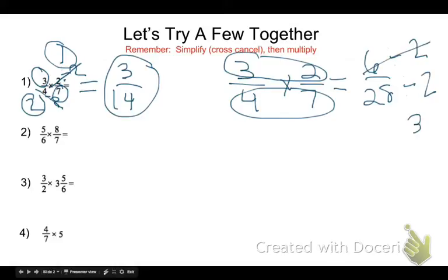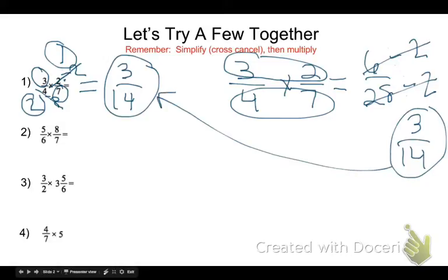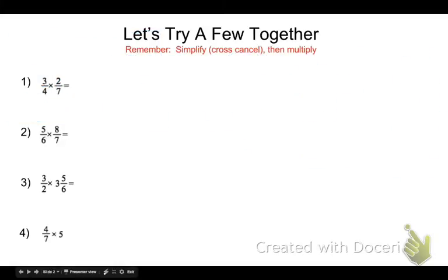6 divided by 2 is 3. 28 divided by 2 is 14. Again, I got the same answer. To me, the first way over here was easier. I worked with smaller numbers than I did in the second example. You get the same answer either way.